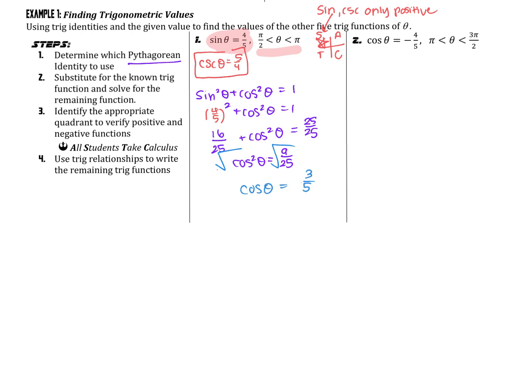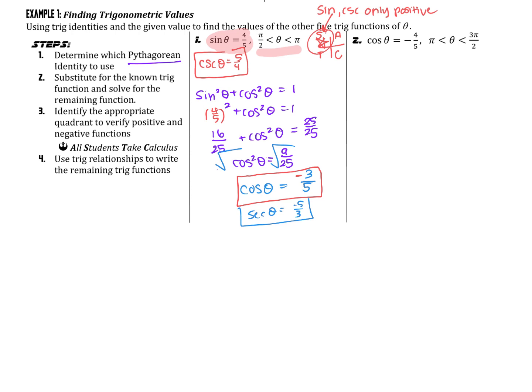And I need to check and make sure which quadrant this is in. We said that we were in this quadrant, which means that cosine should be negative. So we're actually looking at the negative square root of 9 over 25, which is going to be negative 3 over 5. If we know what cosine is, then we also know that secant is just going to be the reciprocal of that.